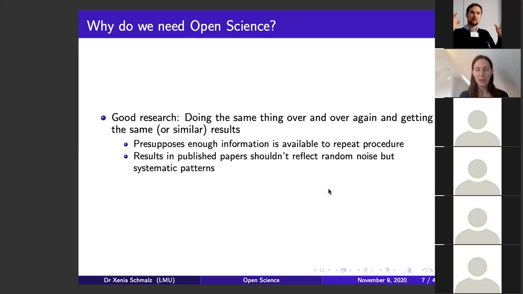If you think about something like medical research, it's obvious why. If we do a treatment study and we find that this treatment is effective, but then we do it again and we find that actually it's harmful, then we don't really want to base our decisions on such research. There are two things that we need for this end state. The first one is that if we have a published paper, we are able to repeat the procedure, so we have enough information to understand what the authors actually did. And secondly, whatever is reported in the paper ideally should reflect some kind of systematic pattern. So if we find that the treatment is effective, it should reflect the fact that the treatment is actually effective, and not, for example, just that in the treatment or in the control group there happened to be a person who got much worse for completely unrelated reasons. So both of these need to be met.